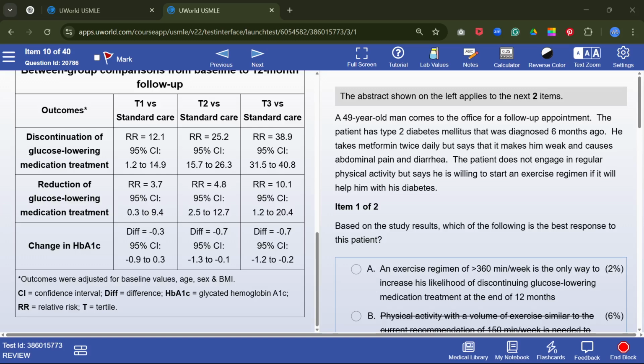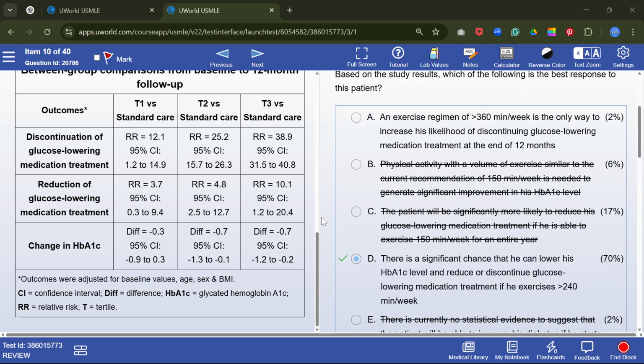And then the confidence interval should not include, what was that? Was it 1 or 0? I think it's 1. If it includes 1, then the reduction would not be statistically significant, I guess.